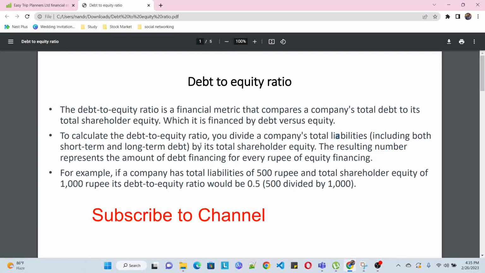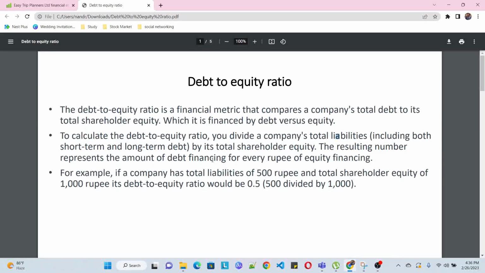So today we will understand the debt to equity ratio. The DE ratio is a financial metric that compares a company's total debt to its total shareholder equity, showing how much it is financed by debt versus equity. To calculate the DE ratio, you divide a company's total liabilities by its total shareholder equity. The resulting number represents the amount of debt financing for every rupee of equity financing.